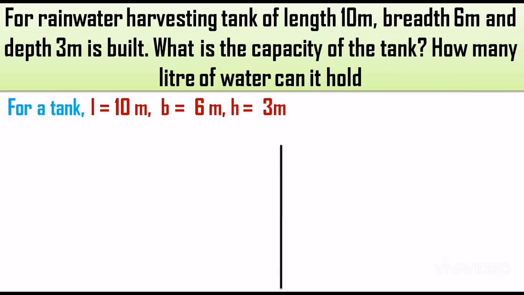The dimensions of the tank, that is the rainwater harvesting tank, are given to us: 10 meter, 6 meter and 3 meter. The question is, what is the capacity of the tank? Keep in mind, the capacity of the tank, or the capacity of anything that can hold something, is nothing but the volume of that thing. So over here, if the capacity of a tank is asked, that means we have to find the volume of the tank. Okay.